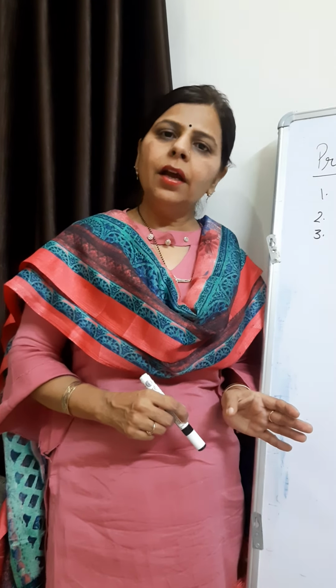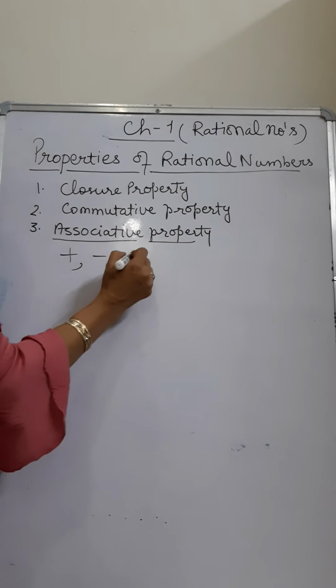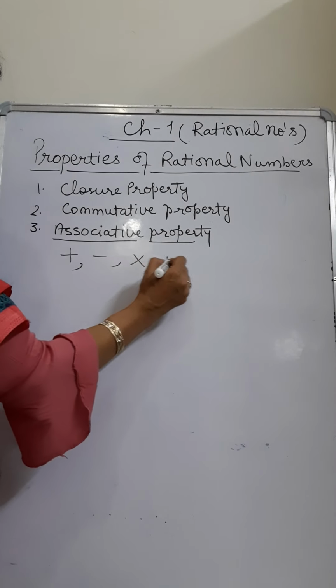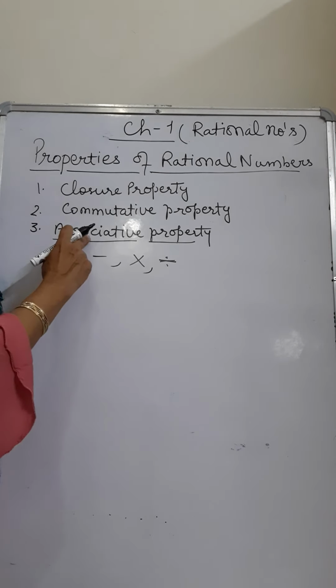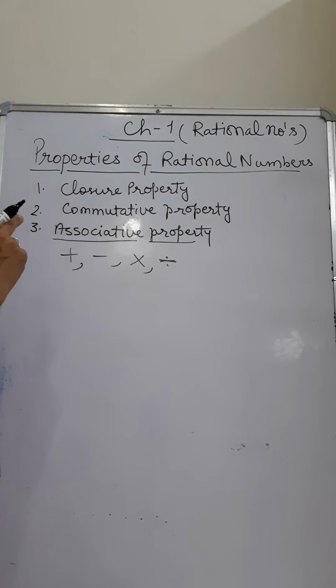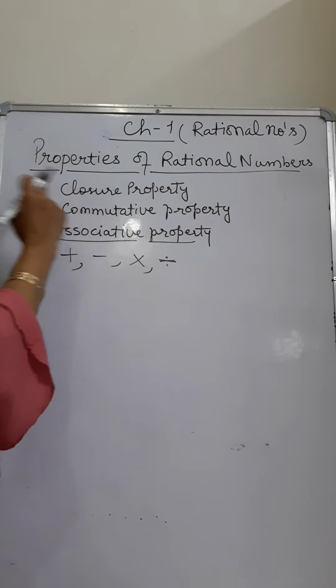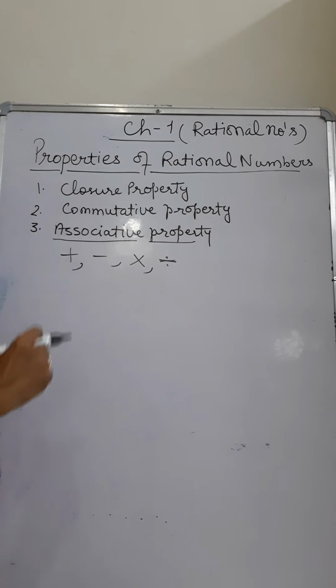Associative property says that we can... this property we will do on all four operations. All the four operations are plus, minus, multiply and divide. According to this property, suppose for addition we are taking, we can add any three numbers in any order. This property always applies on three numbers. Like the commutative property we have done, commutative property is for two numbers and associative property is always for three numbers.